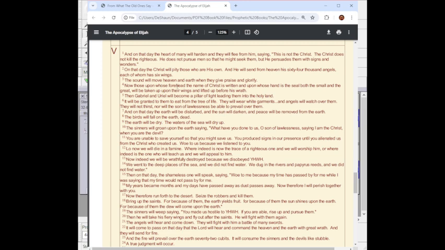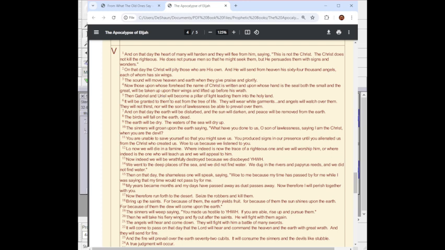Now those upon whose forehead the name of the Messiah is written, and upon whose hand is the seal, both the small and the great, will be taken up in these chariots and lifted up before the great day of wrath. Yes, that's coming, but way before this comes, we're going to be free from the hand of our enemies. This is skipping a whole lot. This is at the very end.